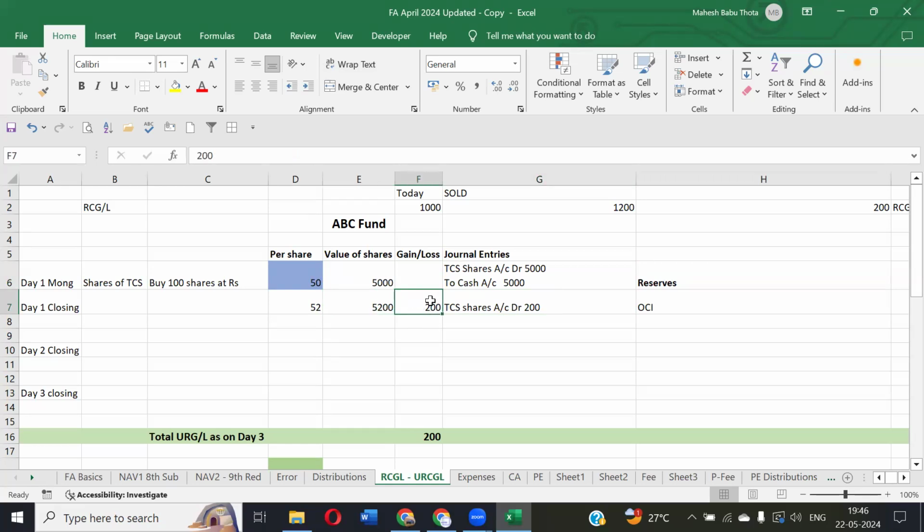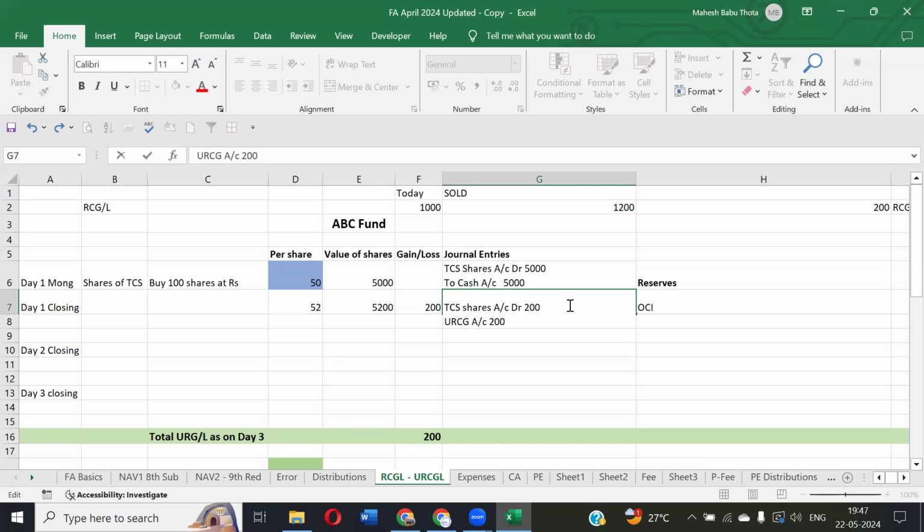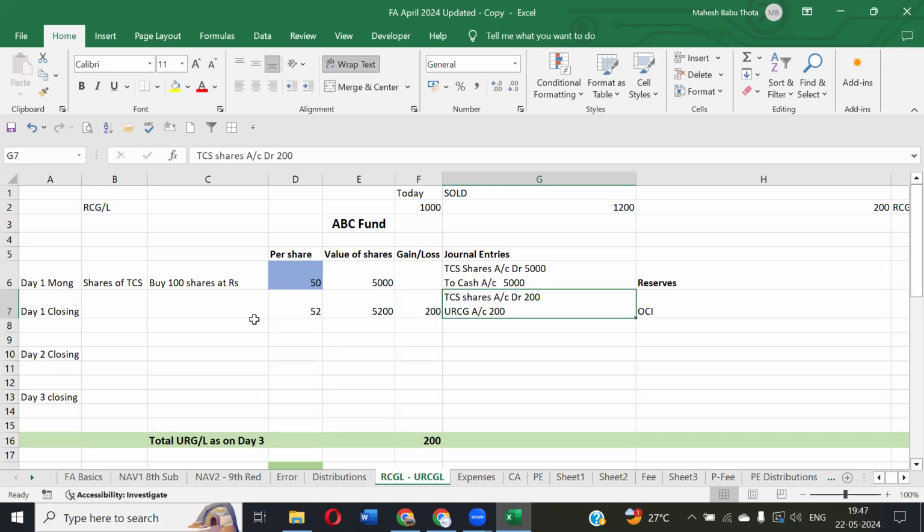That is called unrealized capital gain. We are accounting that. Okay, debit TCS shares. And unrealized capital gain. Why do we need to credit this unrealized capital gain? Because it's a gain. Okay. Unrealized capital gain account credit 200 rupees. Understood, everyone? This is called unrealized capital gain, 200 rupees.